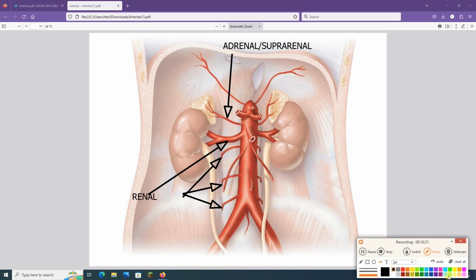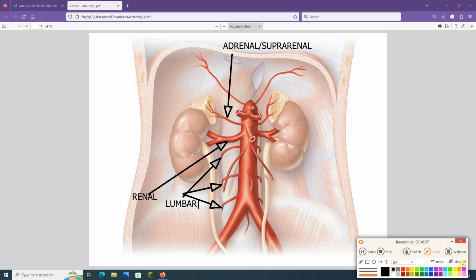And those arteries, you can think about them as feeding the lower back, and because they are feeding the lower back, we are going to call them the lumbar arteries. Fantastic. So 1, 2, 3.